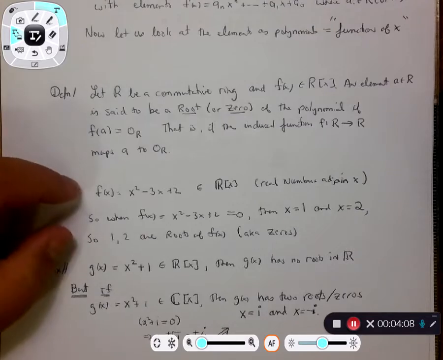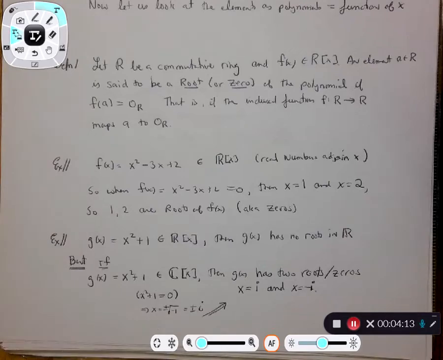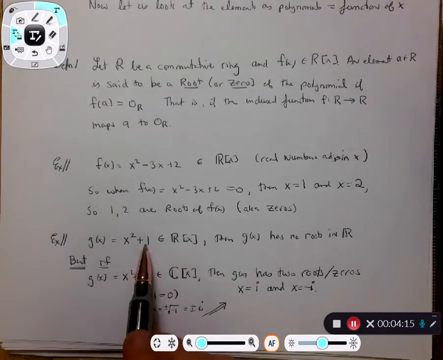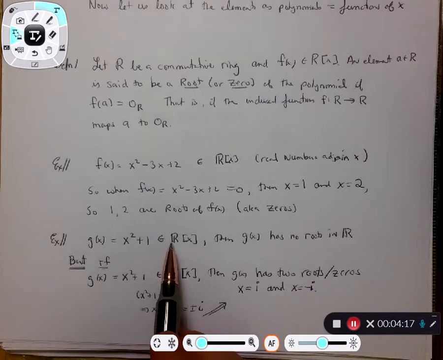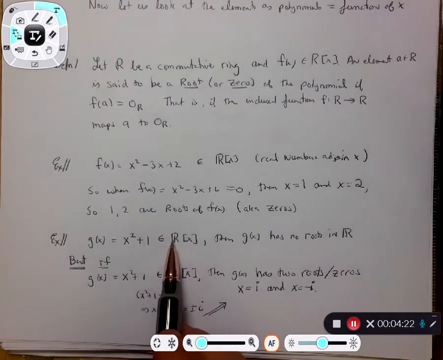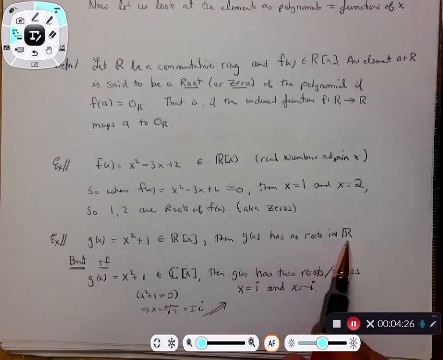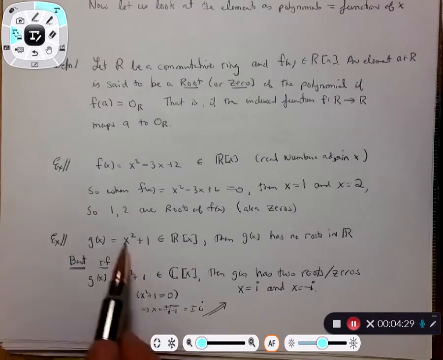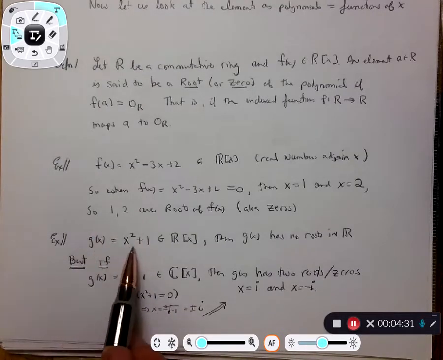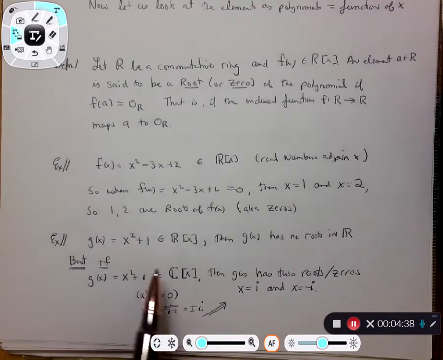Now that was with the reals adjoined X, but look at this next example. I have a polynomial g of x equals x squared plus 1. Again, an element of the reals adjoined X, so the polynomial ring where the coefficients are real numbers. Then g of x has no roots in R. This thing cannot be factored. This would be an irreducible polynomial because there's no way to factor it. It can't be broken down into polynomials of smaller degree. Smaller than 2 would be a degree 1 times degree 1.